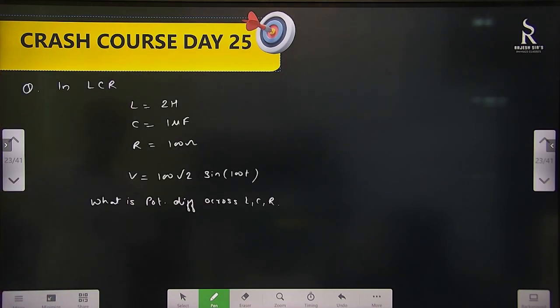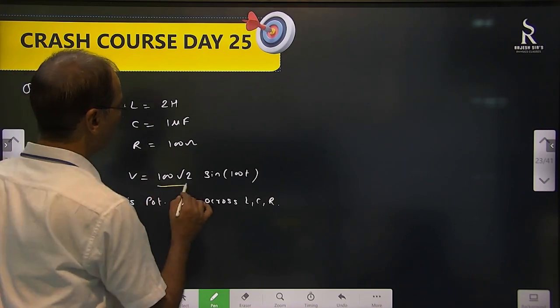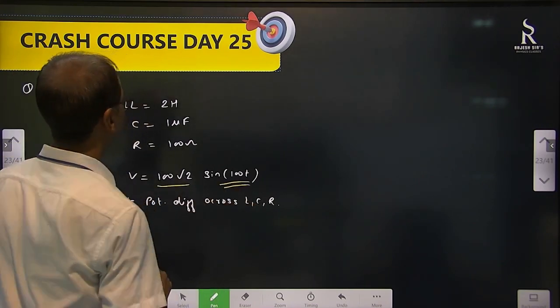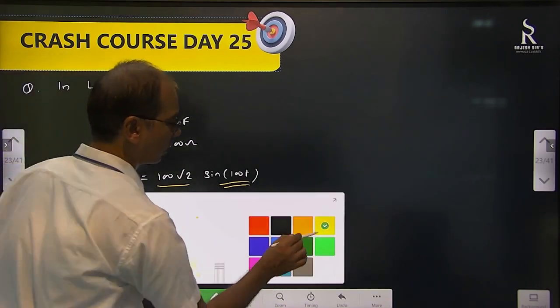Alright then. Next is again LCR, but this time what is he asking? He is asking the potential difference across L, C and R. V is given to you as 100 root 2 sine 100t, and L, C and R values are given.